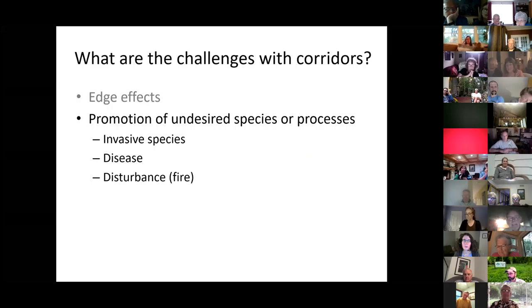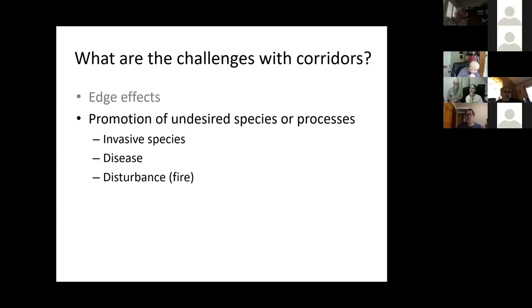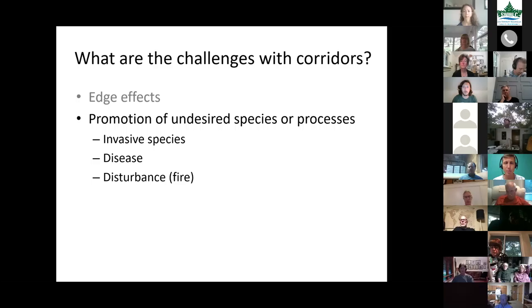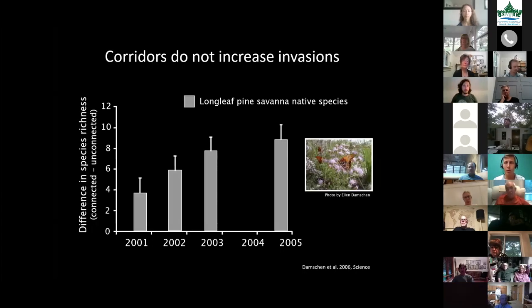Corridors are thought to maybe promote undesirable species or processes. There are concerns among ecologists that corridors may promote invasions, so facilitate the movement of invasive species sweeping across landscapes, the spread of diseases, or maybe spread disturbances, which, you know, we can imagine might be positive or negative depending on the context. What we know from our experiment is that corridors do not increase the diversity of invasive species. And in fact, it's the native longleaf pine savanna species that are driving this biodiversity effect of corridor connectivity.